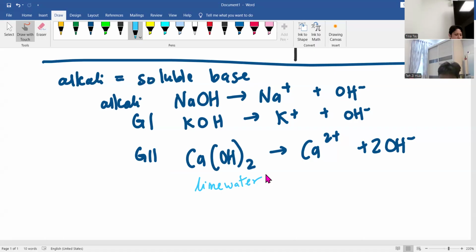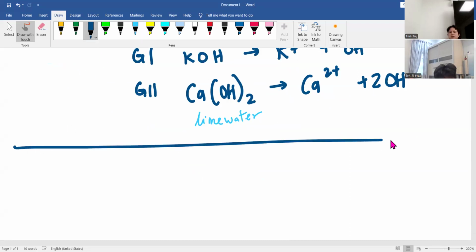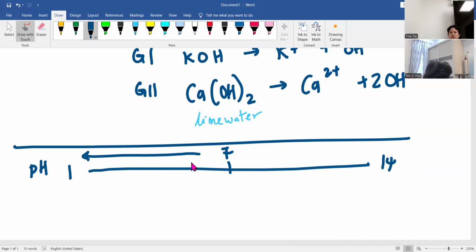You know what a pH meter is, right? There is such a thing as pH 0, but usually we just learn 1 until 14. 7 is neutral. So anything below 7 is acid, and anything above pH 7 is alkali.